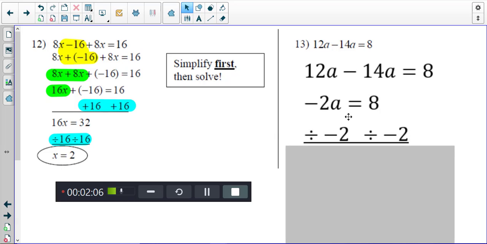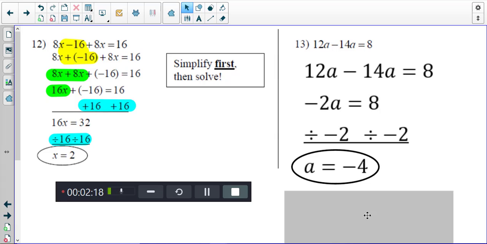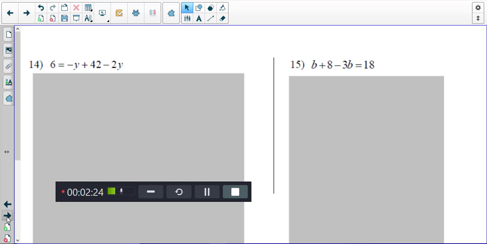Keep in mind, sometimes I'll have students add 2 to both sides, but that would only be if this were a plus -2 or -2 plus a. The operation between a and -2 is multiplication, so we divide to solve. 8 divided by -2 gets us our solution of a equals -4. Let's move ahead to question number 14.